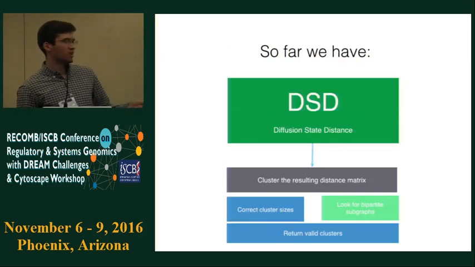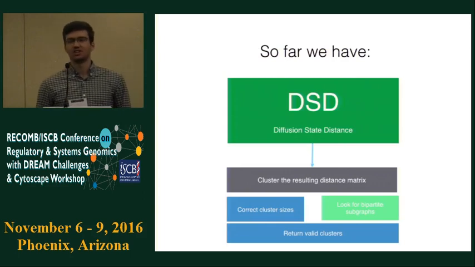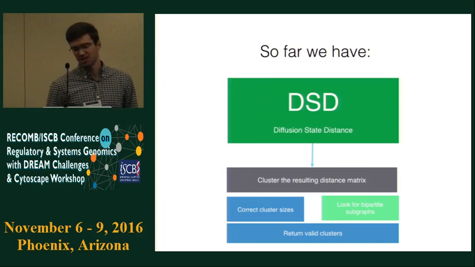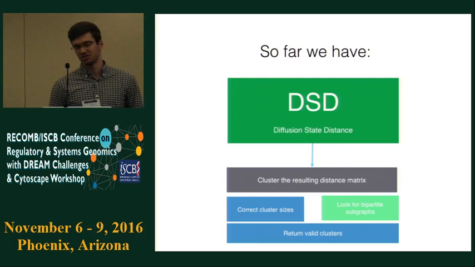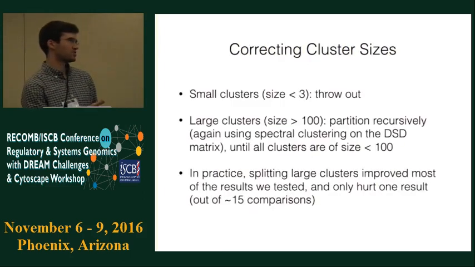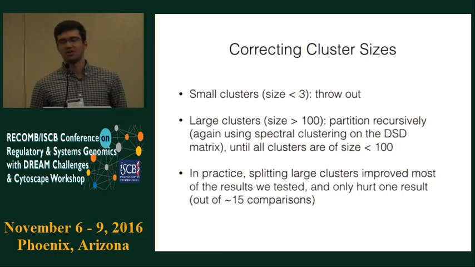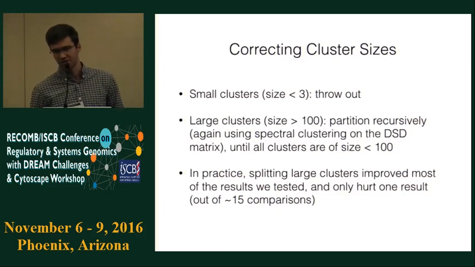So now we have DSD, we have a way to cluster the resulting matrix. But the problem is that we need clusters of size between 3 and 100 because that's how the challenge works. And spectral clustering doesn't give any guarantees about the size of the clusters. So how we dealt with that was we just threw out the small clusters, size less than 3. Any large cluster of size greater than 100, we would run spectral clustering again using the same methods recursively with k equals 2 until all the clusters are of size less than 100.